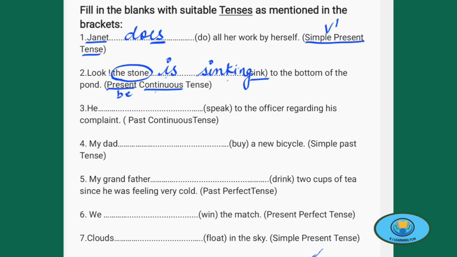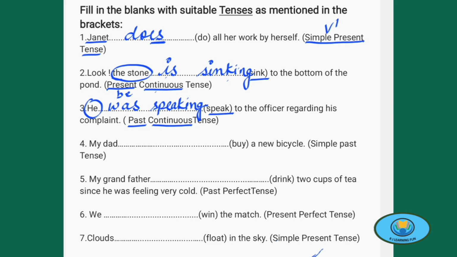He was speaking to the officer regarding his complaint. Past continuous tense. Once again, continuous means you will use the ing form of the main verb, which is speaking. And to show whether it is presently speaking or past, for past you will use the past form of be, which is was and were. And with he, the subject, we use singular was. So, he was speaking to the officer regarding his complaint.